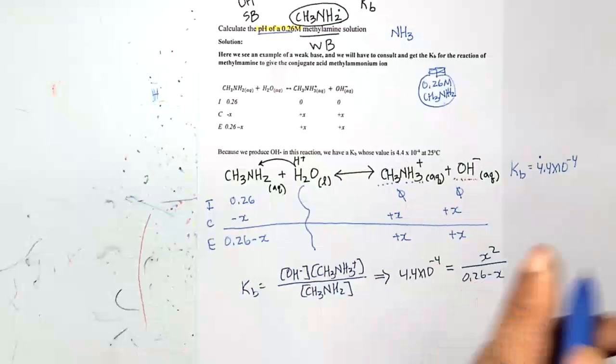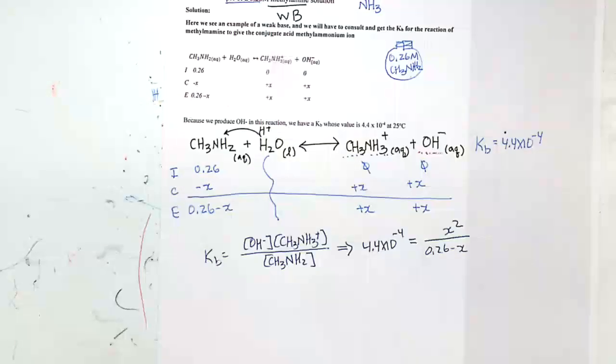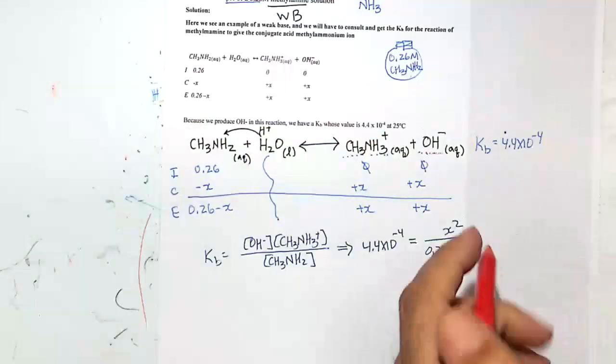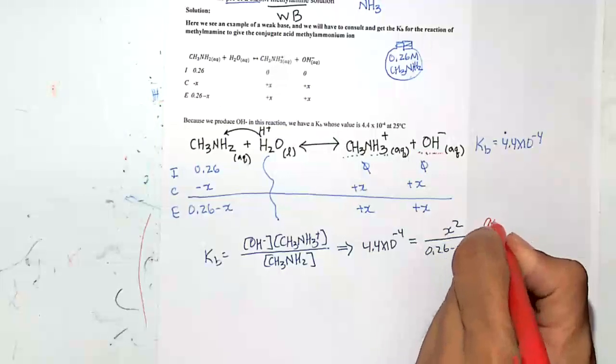Okay. So what we'll do now is something called the low ionization assumption. We'll assume this x that's moving in the forward direction is small. Okay, so assume x is small.